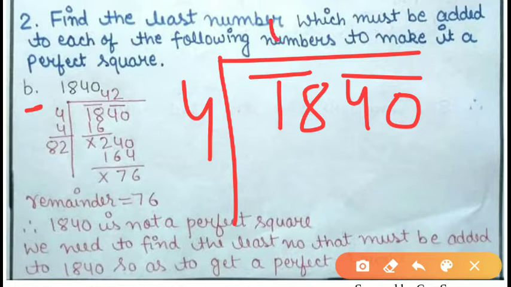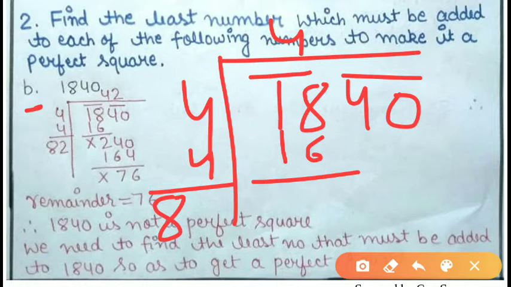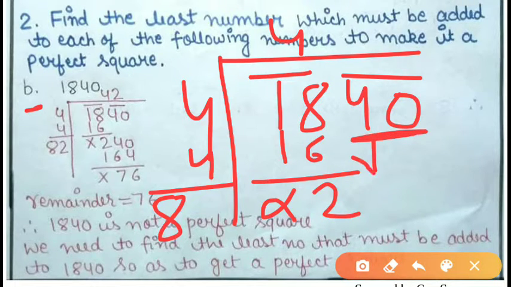So here 4, 4, 16. Write here 4 also and just add, you will get 8. When you subtract, you will get 2. And bring the pair downside, 40. Now after the 8, write a number and multiply with the same number to get a number less than or equal to 240.